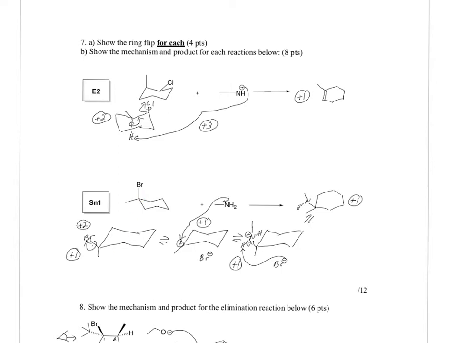This one's a little simpler. Again, you have to do the ring flip, but because it's SN1, you're going to form a carbocation, which means that it's flat. The nucleophile comes from either the top or from the bottom. You get a racemic mixture if it's an asymmetric center. It's not here, so it doesn't matter.